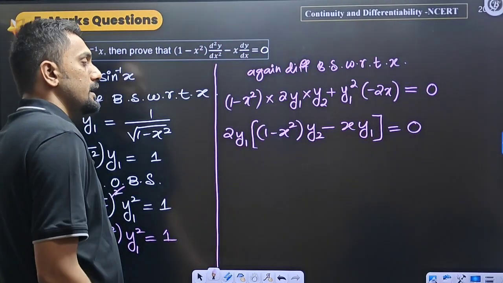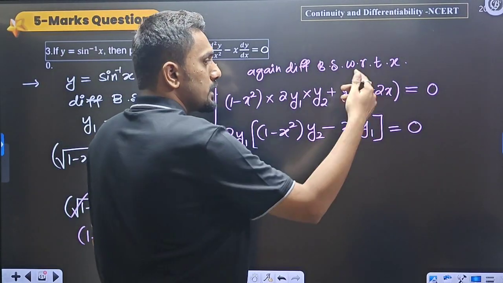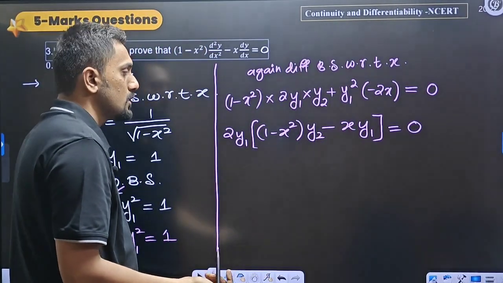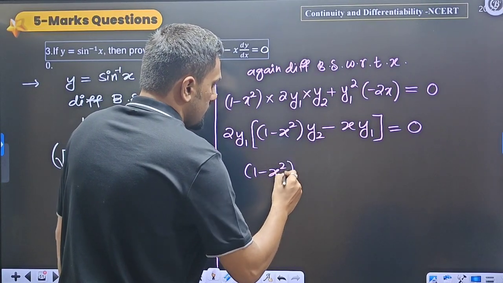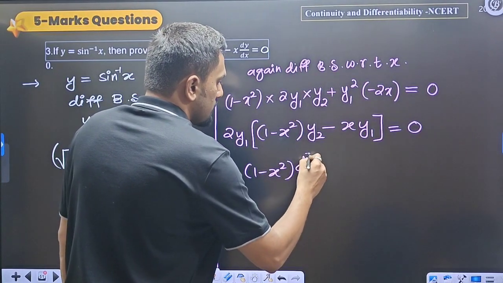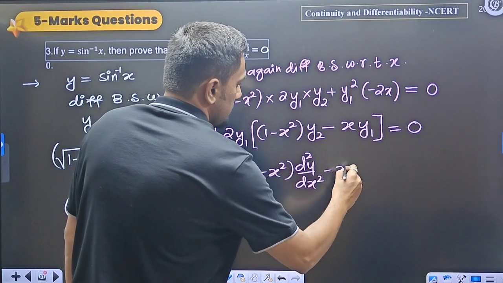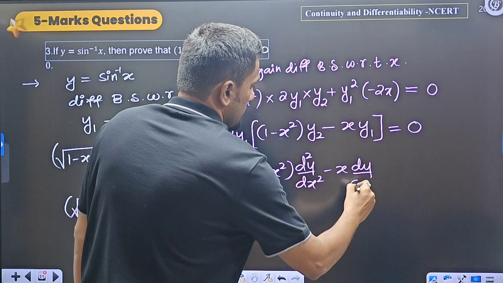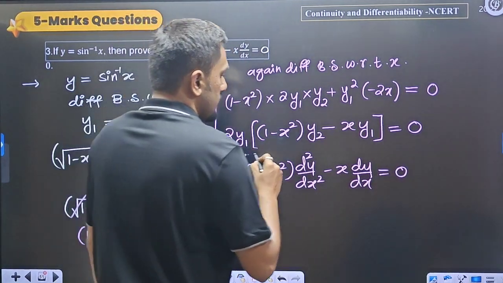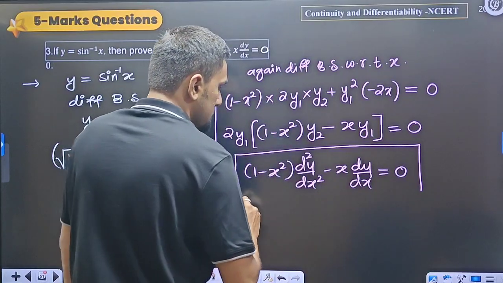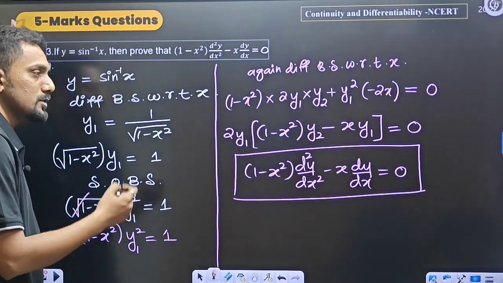Okay, then dividing throughout by 2y1 or else 2y1 ಅನ್ನ ಆ ಕಡೆ ಶಿಫ್ಟ್ ಮಾಡಿಬಿಟ್ರೆ 0 divided by anything becomes equals to 0. So the required answer is 1 minus x square into y2 replace ಮಾಡಿ ಬರ್ಬಿಡ್ರಿ, d square y by dx square minus x into dy by dx is equal to 0 is the required proof. If I write this much, then I will get 5 mark. Okay, pause the video and note down the answer.